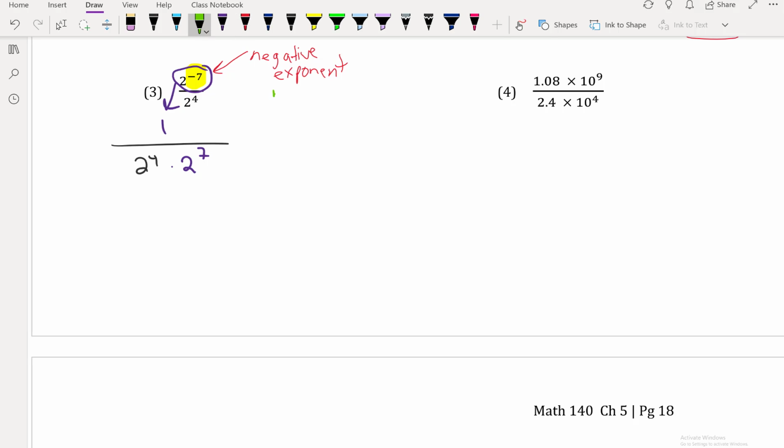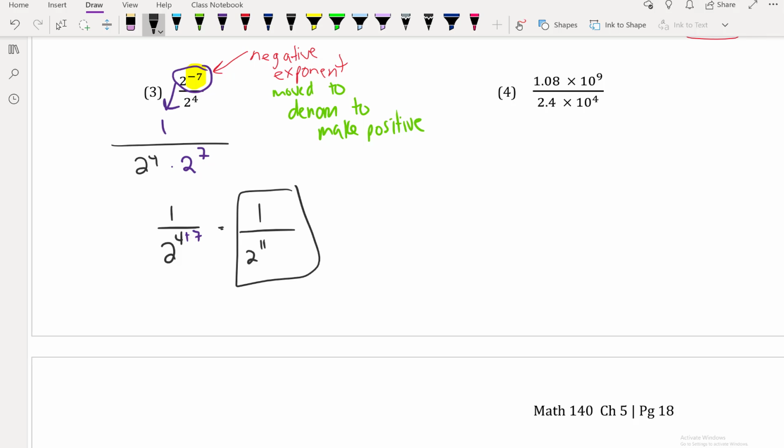So what we did is we moved it to the denominator to make it positive. Then, now what I can do is combine them, right? I have 2 to the 4, and since they're both positive, I'm going to add 7 now. So now I have my 4 plus 7, which is going to give me 11. And so my answer is going to be 1 over 2 to the 11th power.